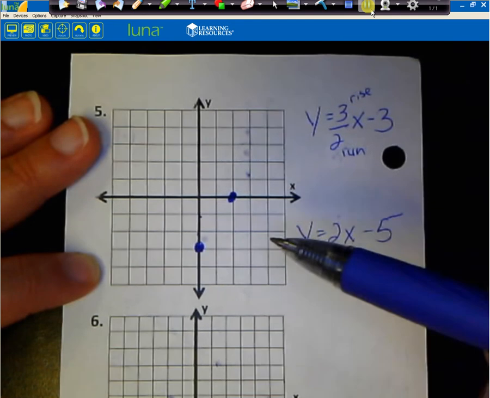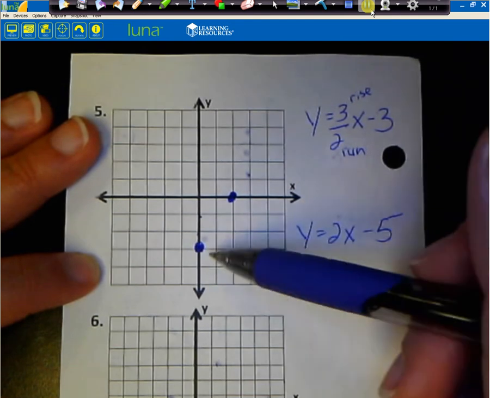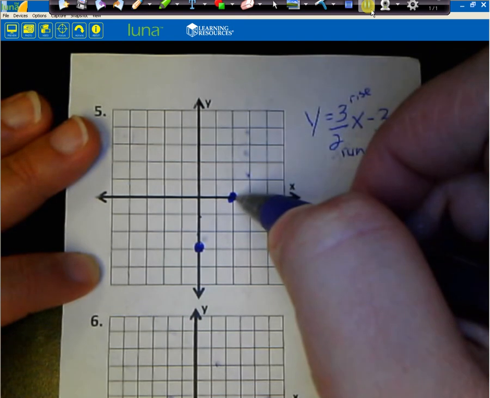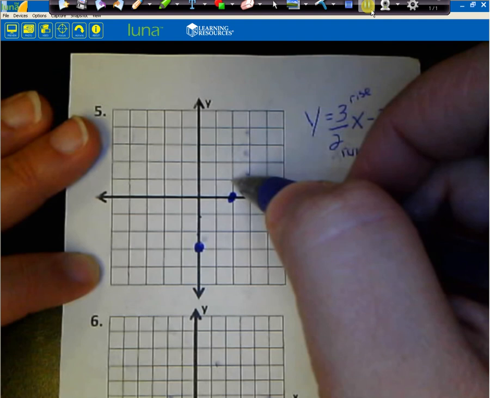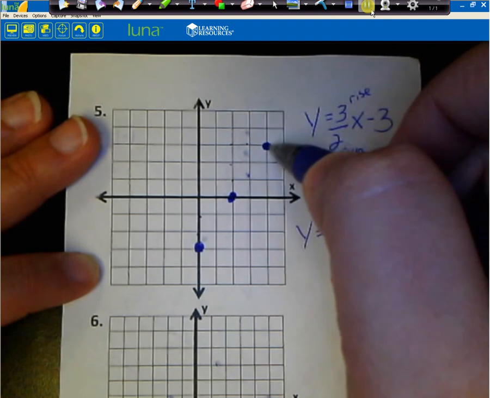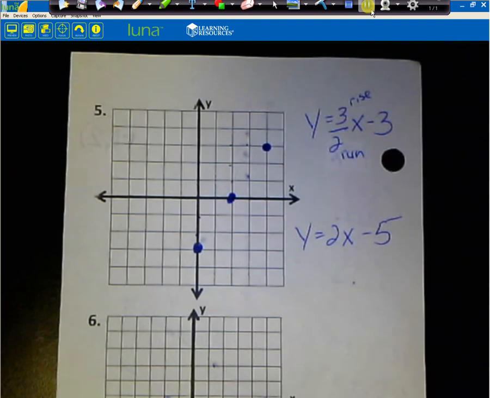Now, from where I'm at, I can't go down 3 and left 2, but I can make another point from this point right here. I can go up 3 and over 2 again. 1, 2, 3, over 2. Okay. And for this lesson, you'll probably need to make more than just a couple points. You'll need to go all the way to the end of your graph. Just that way you can make sure that you find the point where they're crossing.